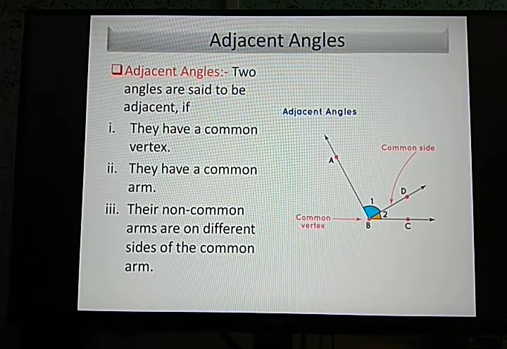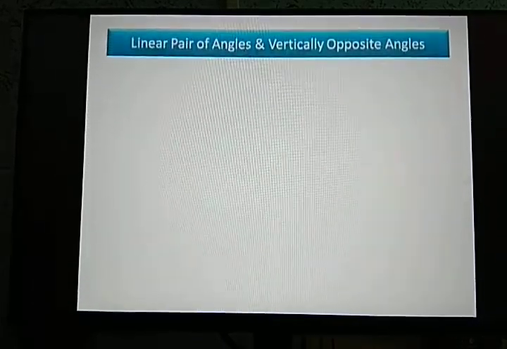Then they have non-common arms. So which are the non-common arms here? AB and BC. And they lie on the other sides of the common arm. Clear? So we can say that angle 1 and angle 2 are adjacent angles because they satisfy all these criteria of adjacent angles.